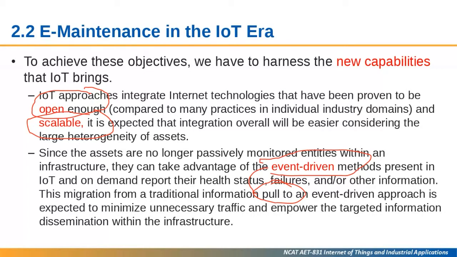But if it is event-driven, that means that no news is good news. If the machine is performing well, basically the center system will not receive any updates from the machine. So no news is good news. But if something happens, then the device will send information to the center system. Then the center system will know what's happening. So this is a strategy to reduce the traffic.